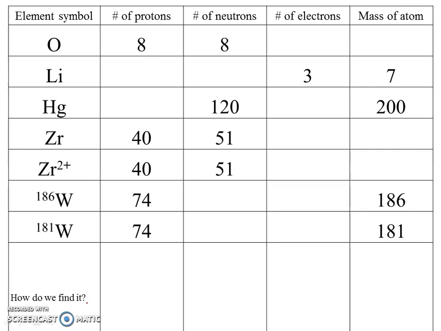If we know oxygen has 8 protons, then it must have 8 electrons. This is equal to the number of protons for a neutral atom. The mass of an atom is calculated by adding the number of protons plus the number of neutrons. So 8 protons plus 8 neutrons equals a mass of 16.